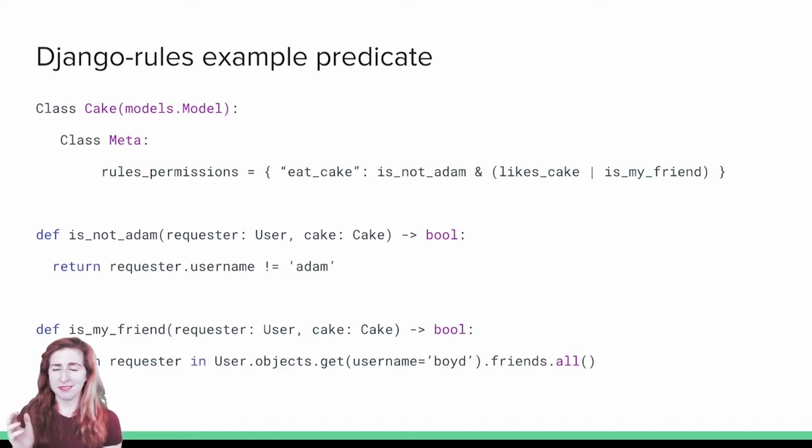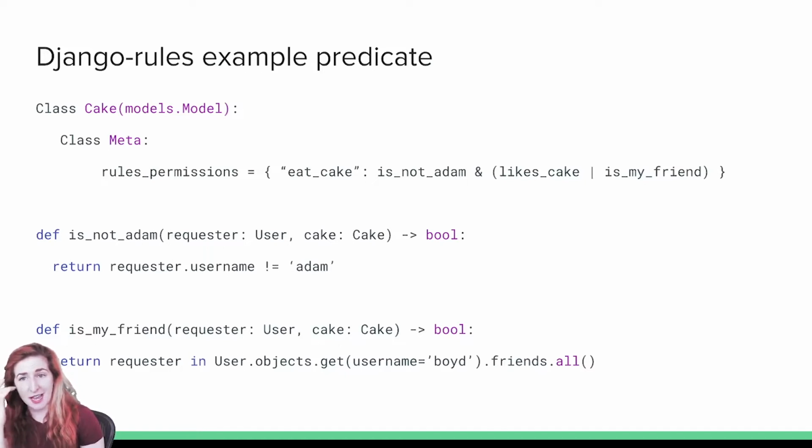So I define my cake model, I have my rules permissions dictionary, and then I specify the permission name as the key in that dictionary on the model class's Meta class, and specify the predicates. With Django Rules predicates, you can string them together with Boolean operators, you can do ands or ors inline, which is nice. So in this case, I would define the permissions for eating cake as such. You cannot be Adam, and I can actually define relations as part of the permission. So, is the requester in my user object's friends many-to-many array? So it's kind of cool.